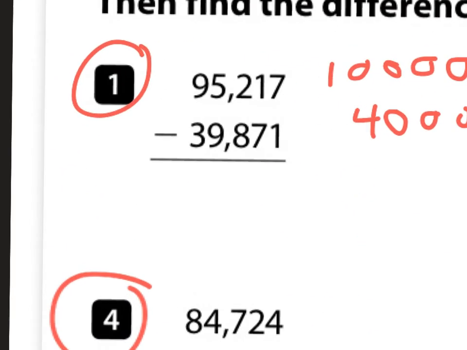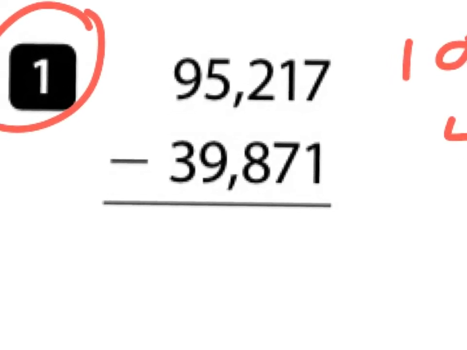Alright guys, so let's start out with number 1. I'm going to go a little slower on the first 2, but then I'm going to talk a little faster on the last few. We always start out in our units place. So we have 7 minus 1, which gives me a difference of 6. We go to our tens place.